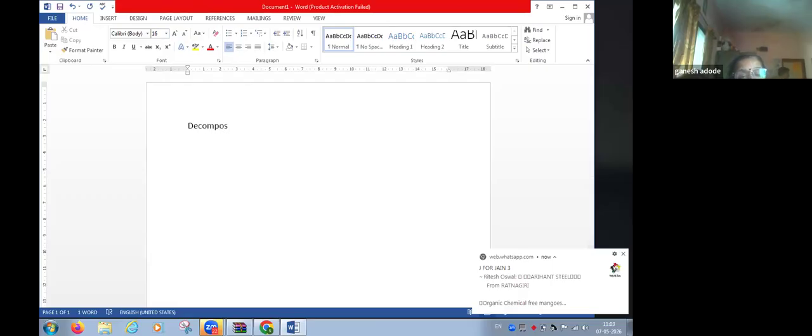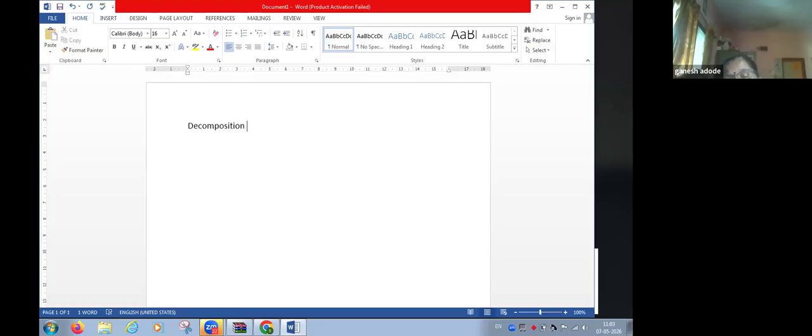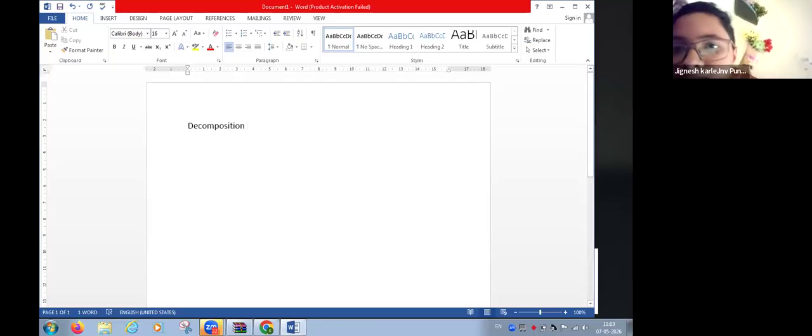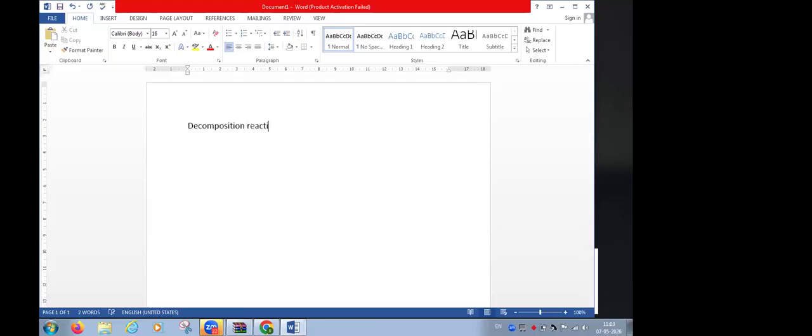Now we have to discuss the decomposition reactions. We have seen in the last period that decomposition reactions are of three types, right? I think we have covered the first one, which is known as the thermal decomposition reaction. I have given you three examples: first, lead nitrate; second, calcium carbonate; third, ferrous sulfate.